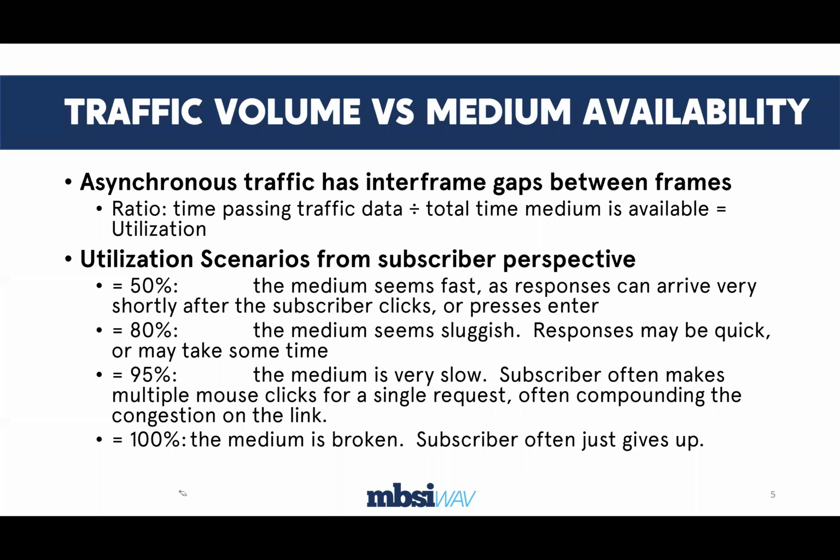So I've picked up some characteristics here over the years. At 50% utilization, the medium appears fast. And I say appears because nobody's actually measuring it. You're measuring it by the time between when you click your mouse and when you start to get a response back from the internet. If that time is really short, then the network seems fast to you, and responses arrive very shortly after the subscriber clicks the mouse or presses enter. At 80%, the network starts to seem a little sluggish. Responses can be both quick or may take some time, all at the same time.